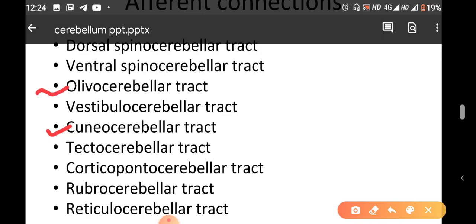Now the olivocerebellar tract. The olivocerebellar tract arises from the olivary nucleus and crosses to the opposite side. The olivary nucleus receives afferents from sources like brainstem nuclei of the same side, the spinal cord through the spino-olivary tract, and the cerebral cortex on the opposite side. It also carries proprioceptive impulses from the whole body and output signals from the cerebral cortex.